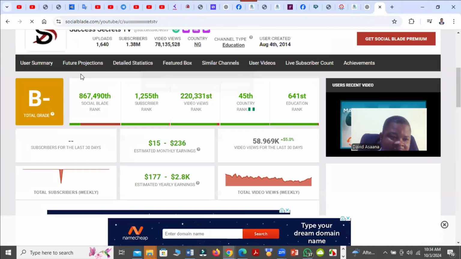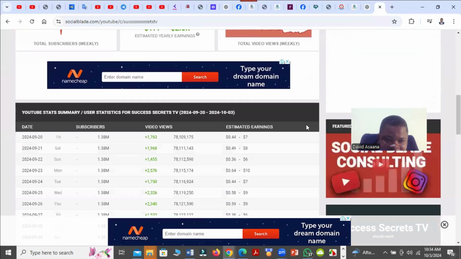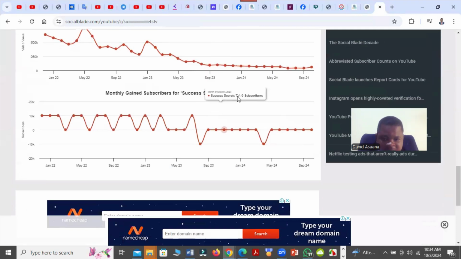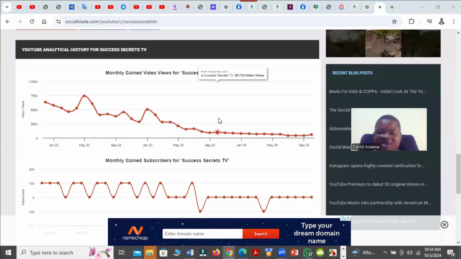You see this particular channel, they have about 1.38 million subscribers. But in the last 2 years, they have been declining. They've been declining a lot. You see that they were very high and they've been coming down. So when you want to go into an industry like this, you have to find out why the channel is going down. From my study of this channel, I have been a fan and a subscriber for the past 5 years.